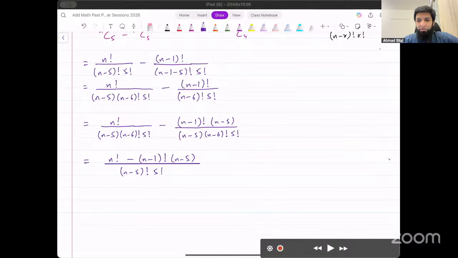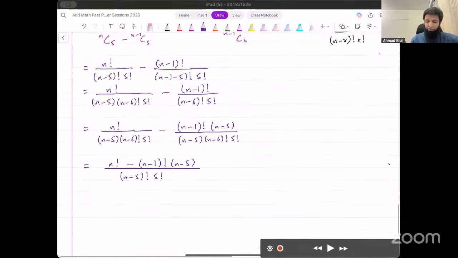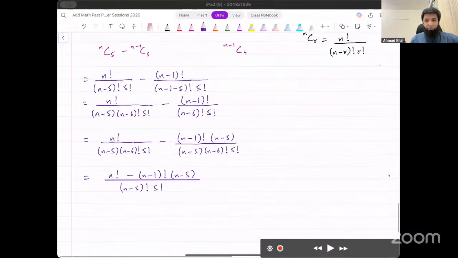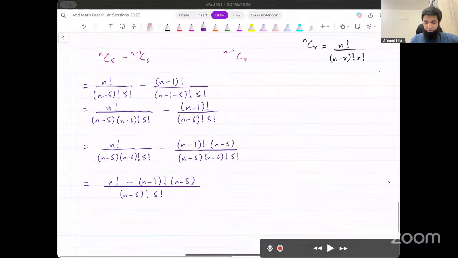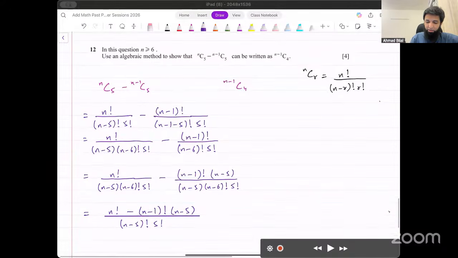Now what you can do is, both whole factorials will be cancelled? It's not an equation. So it's not that these are equal to each other, right? There's a minus sign between them. If it was an equation, we could cancel out on both sides. This is not an equation, right?